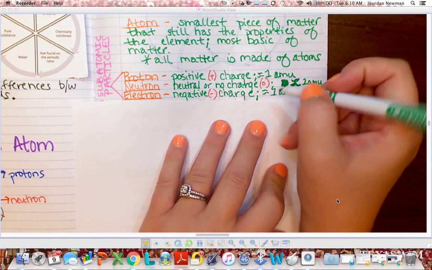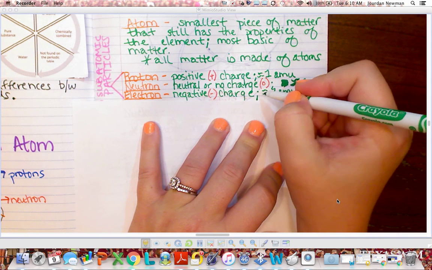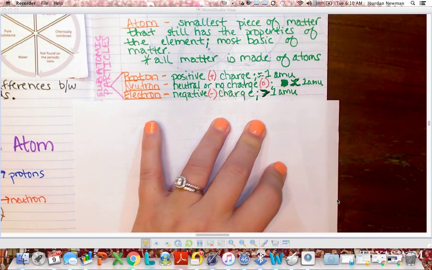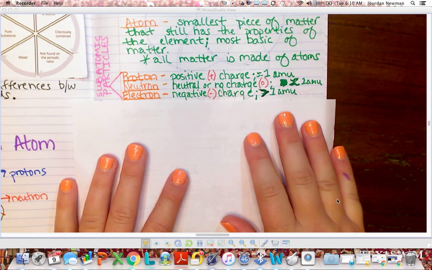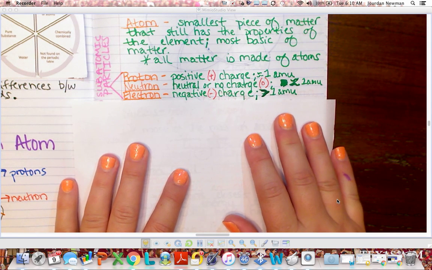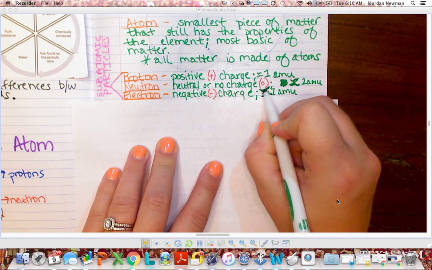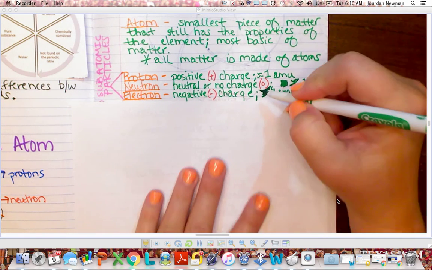And then our last particle is an electron. And we need to change this part here. Okay? Electron has a negative charge, but its mass is significantly less than 1. It's very close to 0, actually, in amount of mass. Electrons are super, super tiny compared to our protons and our neutrons. Okay, they do not have a lot of mass at all. Okay, so actually, I think I need to change that.